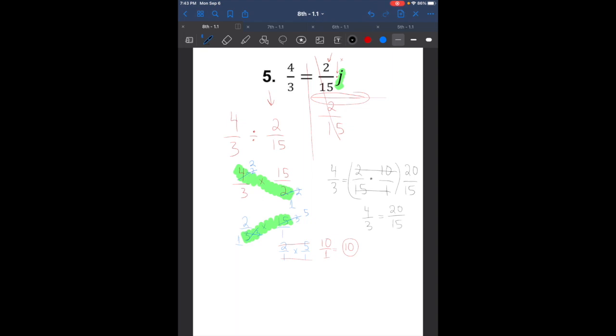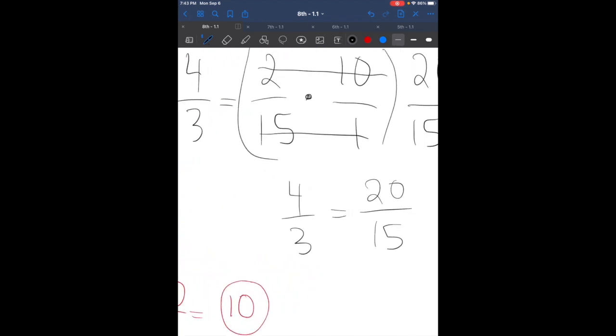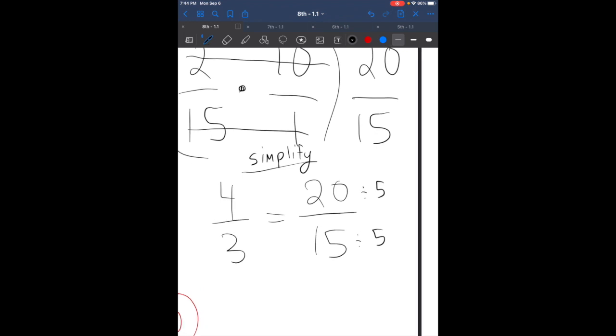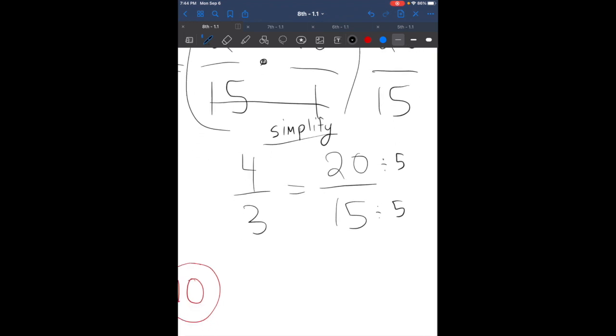Well, by looking at this, you're going to be like, well, Mr. Negru, this is not the same. Well, ladies and gentlemen, we are in 8th grade math. That means we always need to, what is that key word? Simplify. All right, so let's simplify. Is there a number that can go into 20 and 15? There is. That would be the number 5. So let's divide by 5. We divide our numerator and our denominator. 20 divided by 5 will give you 4. 15 divided by 5 will give you 3.